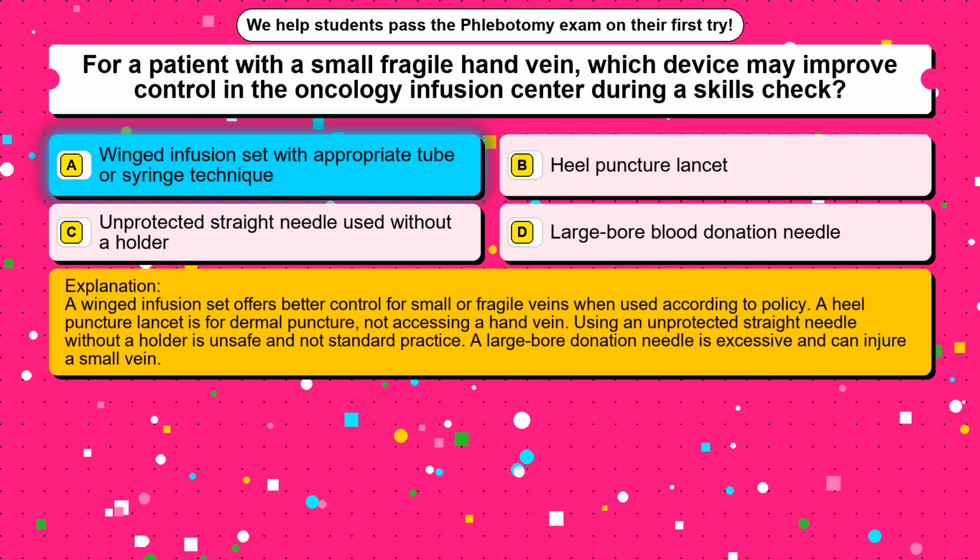A winged infusion set offers better control for small or fragile veins when used according to policy. A heel puncture lancet is for dermal puncture, not accessing a hand vein. Using an unprotected straight needle without a holder is unsafe and not standard practice. A large bore donation needle is excessive and can injure a small vein.